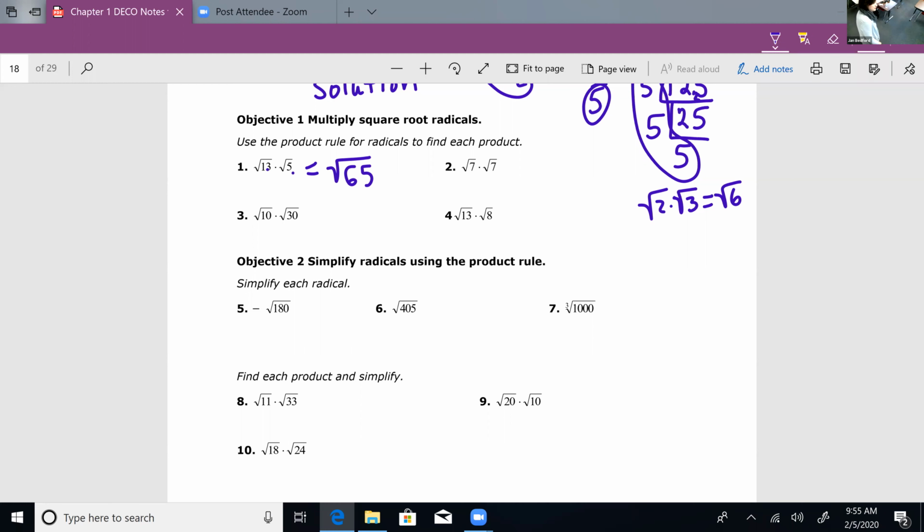Now, what do you think we could do on number 2? Okay, here's one way we could go. We could multiply it. So how much is 7 times 7? So this is asking for the square root of 49. Well, wait a minute. Do I know what the square root of 49 is? It's 7. Now, do you see a little shortcut we might have noticed?